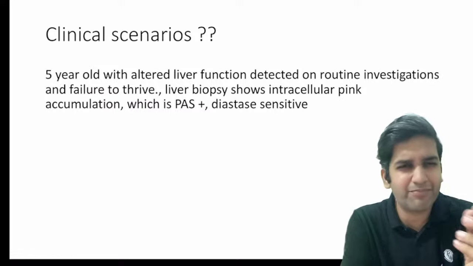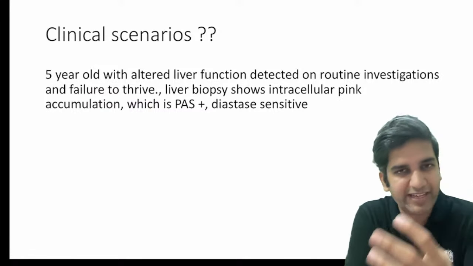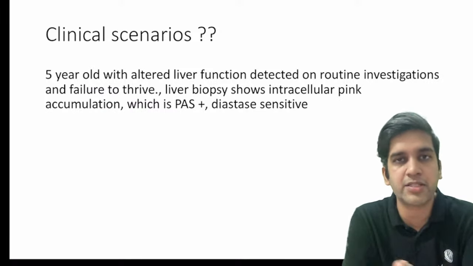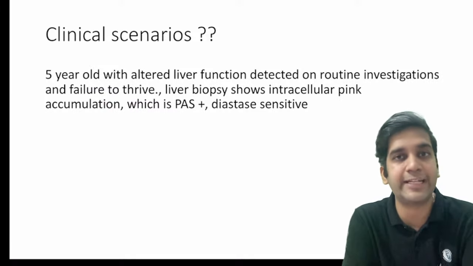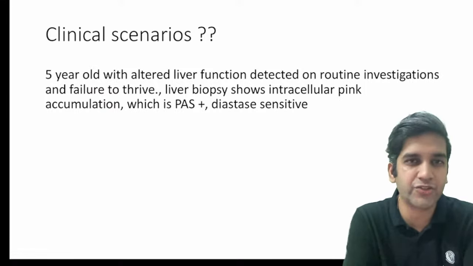Same scenario, maybe a few changes. A 5-year-old with altered liver function on routine examination and failure to thrive. Liver biopsy shows PAS positive, diastase sensitive substances. So what is your diagnosis and what is getting deposited? Two words, that's all. What do you think is getting deposited? It's glycogen, right? PAS positive, diastase sensitive has to be glycogen.